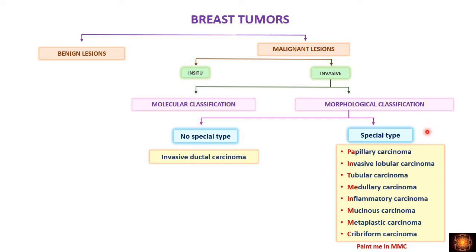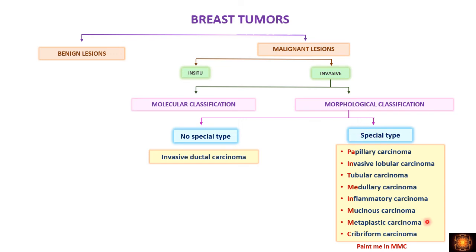And we have the special types of the carcinomas. Special types means they have a specific histological picture; the tumor cells have specific morphological patterns. Then we call it a special type. Now in this we have papillary carcinoma, invasive lobular carcinoma, tubular carcinoma, medullary carcinoma, inflammatory carcinoma, mucinous carcinoma, metaplastic carcinoma, and cribriform carcinomas. These are all the special types of the carcinomas.